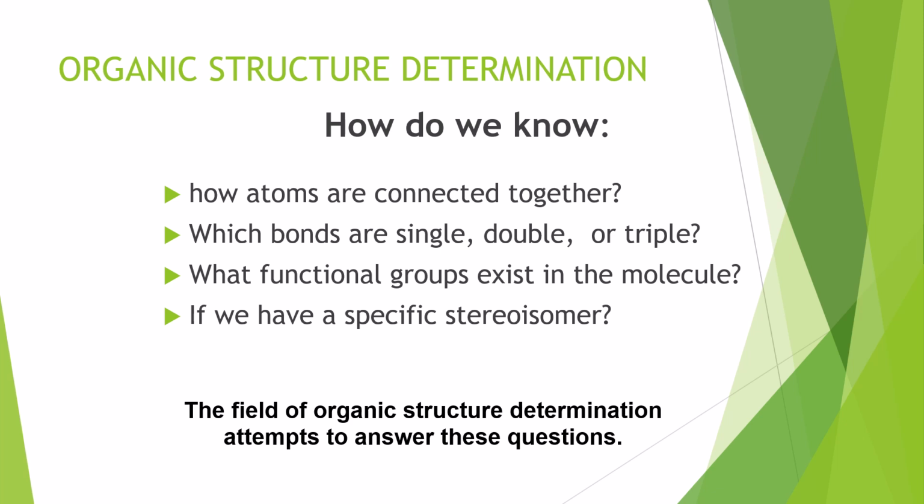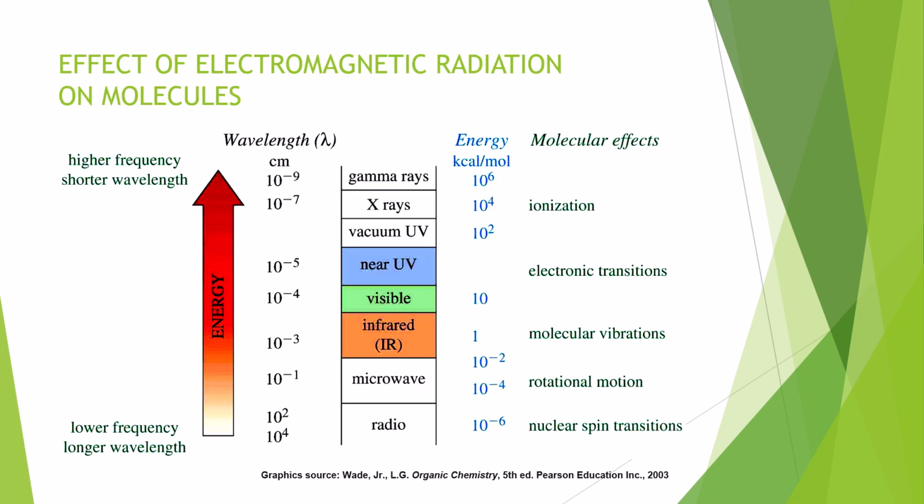So, how do we find out the structure of an organic molecule? How atoms are connected together, whether we have a single bond, triple bond, or double bond in the molecule, what kind of functional groups are present, and whether we have any stereoisomers or not. All these questions can be answered with the help of different spectroscopic techniques.